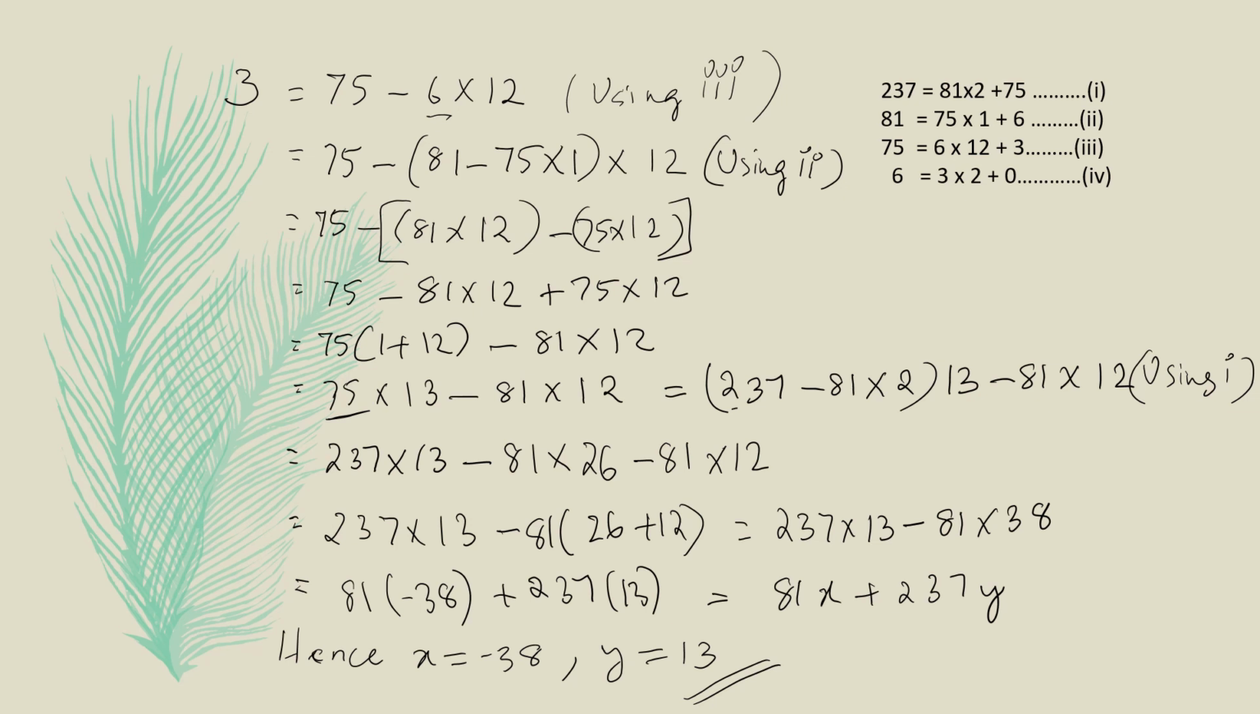So what we do is we equate it with 81x plus 237y. Now equate the term with 81. We can see that x is equal to minus 38, and now equate 237 into 13 with 237 into y. So we get y equal to 13. So this is how we solve the equation.